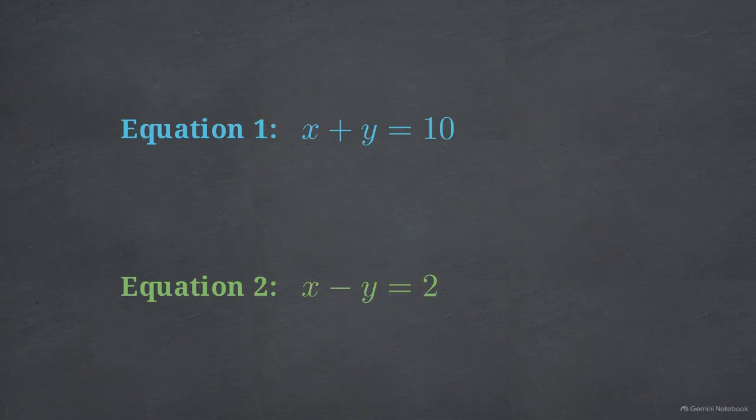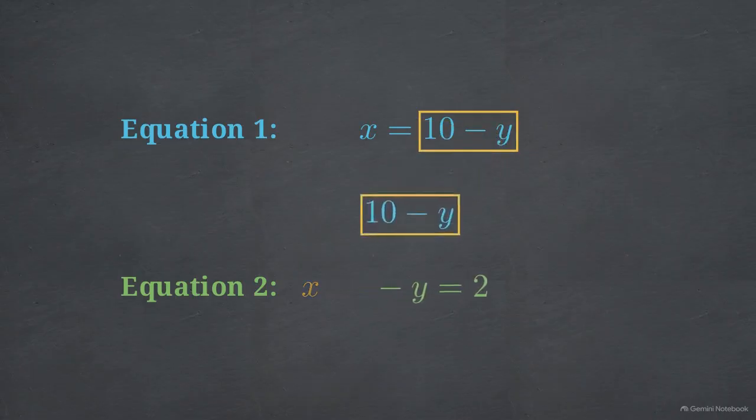On screen, we have equation 1 in blue, x plus y equals 10. Below it is equation 2 in green, x minus y equals 2. We start by picking the variable that is easiest to get alone. In the blue equation, we can isolate x simply by moving the y to the other side. Now we have an alternate expression for x. It is 10 minus y.